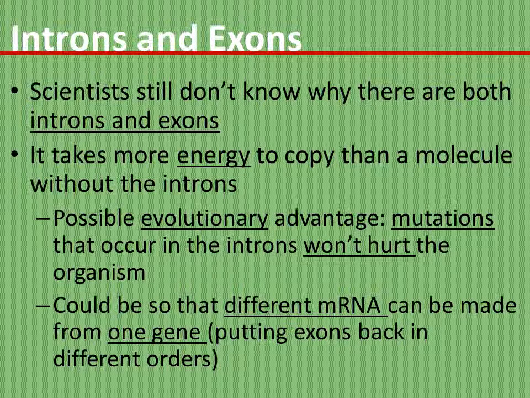Again, we don't really know why. It does take a lot more energy, and it seems silly for our cells to use all that energy making introns that we're not going to use anyway. But scientists have hypothesized that it's possible it's due to the fact that mutations in all of those introns are not going to hurt us as much as a mutation in an exon would. It also could be that different mRNA can be made by putting the exons back in different orders. Either one could be correct. We don't really know.